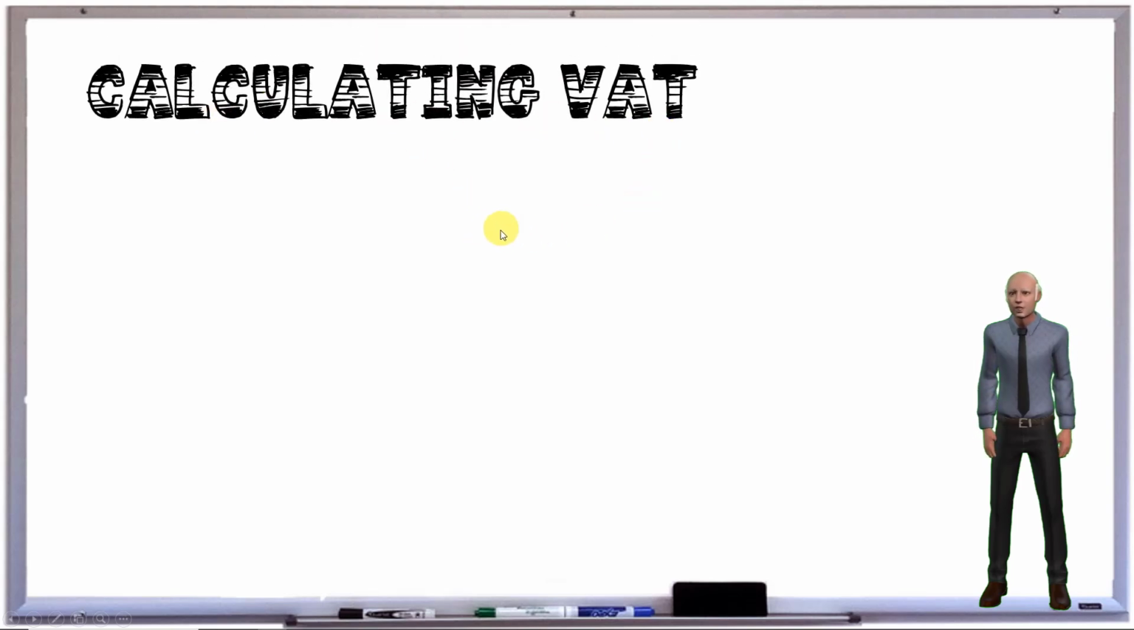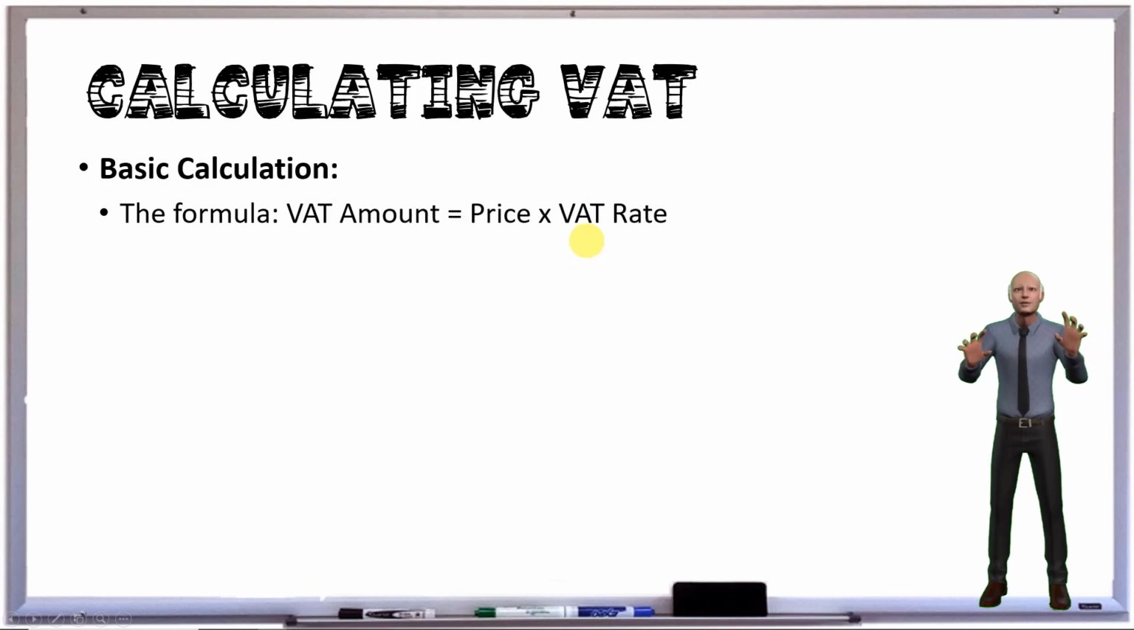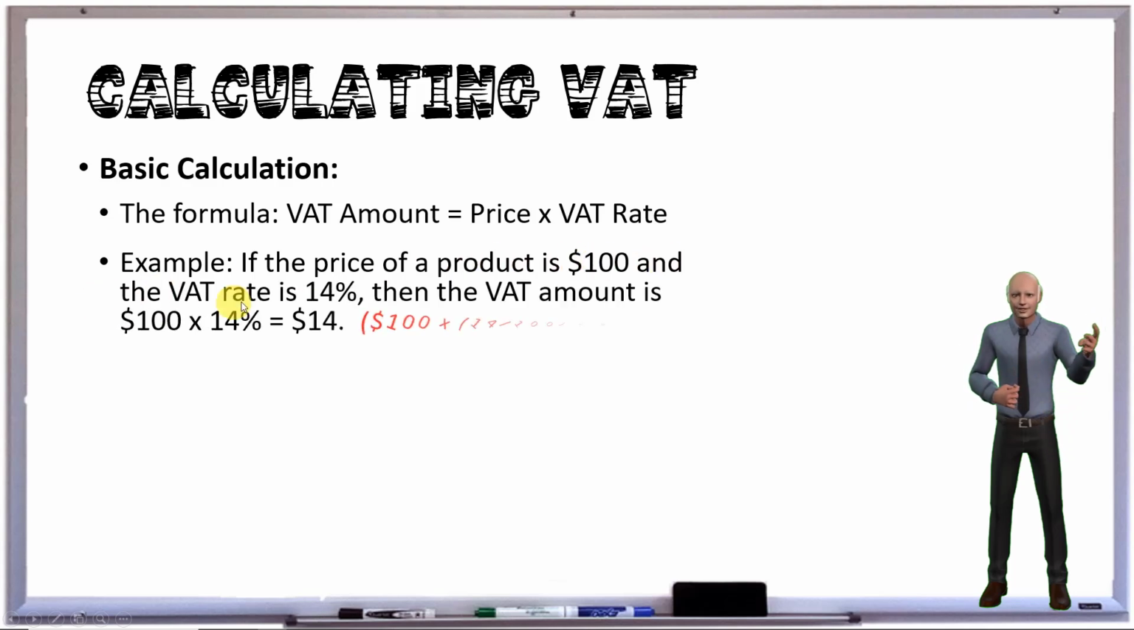Calculating VAT. Now, to calculate VAT is a very simple procedure, and the basic formula for calculating the VAT is very simple. The VAT amount equals price times the VAT rate. Example, if the price of a product is $100 and the VAT rate is 14%, then the VAT amount is 100 times 14%, which gives us $14. Or you could just work it out like I've shown over here, much easier. If you don't know how to work percentage, just take the 14 divided by 100 and you'll get a decimal, which you multiply by your price and you get your VAT amount.